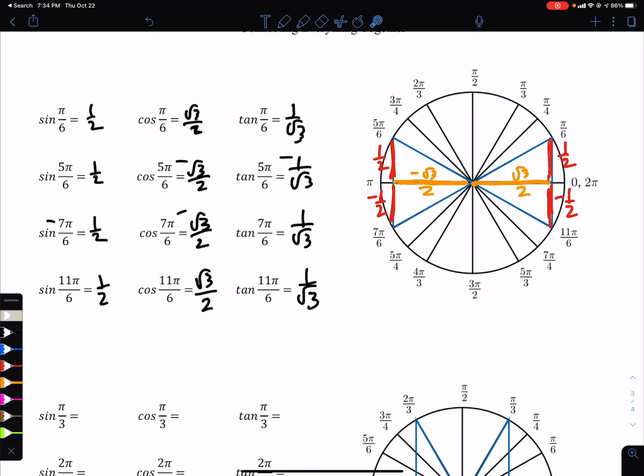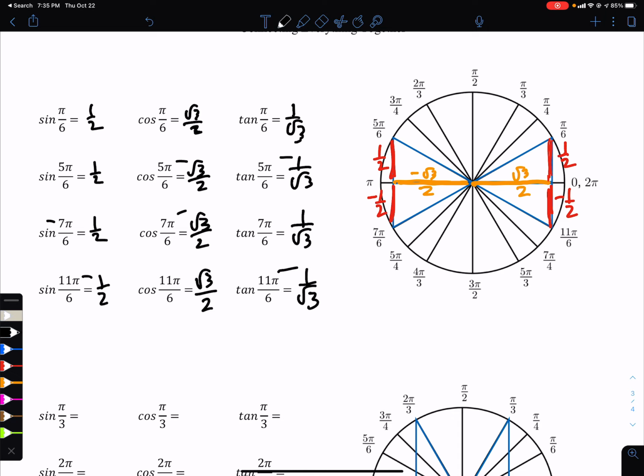And the last one you deal with, 11. How do you do that? Well, in my head, I know, oh, this is 12 pi over 6. 11 must be 30 degrees that way. It's right there. In the fourth quadrant, x is positive, y is negative. Therefore, cosine's positive and sine is negative. And tangent's a combination, so a negative and positive make a negative. That's how I find the sine, cosine, tangent of anything with a 6 in the denominator.